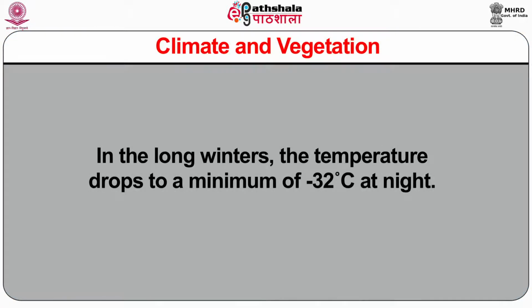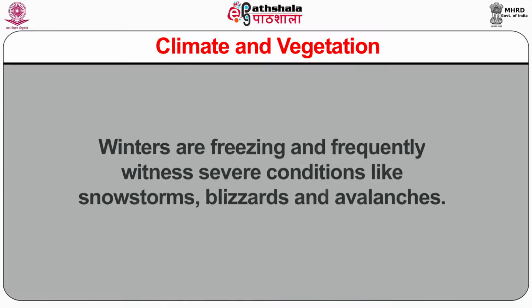The second factor that contributes to such cold desert situation is the high altitude, which ranges between 3000 to 5000 meters above sea level. This elevation adds to the coldness of the environment, and extreme variation is seen in the climatic conditions. The summers are dry and witness scorching sunlight, and the maximum temperature rises up to 36 degrees Celsius during the day. In the long winters, the temperature drops to a minimum of minus 32 degrees Celsius at night. Winters are freezing and frequently witness severe conditions like snowstorms, blizzards and avalanches.